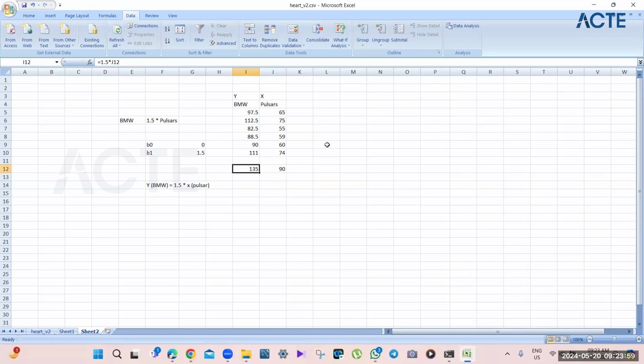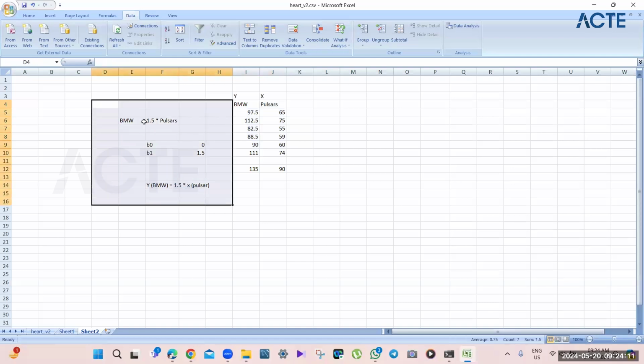So just remember what I used. I said what will be. So I am predicting. This is my existing data. Based on that, I deduced there is a relation between them, and what is the relation, what is the coefficient, that means what is the importance of Pulsar with respect to BMW. This is the importance of Pulsar.